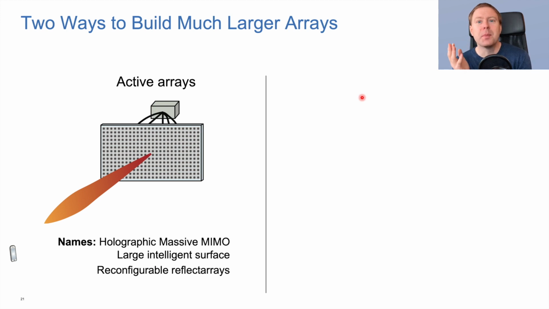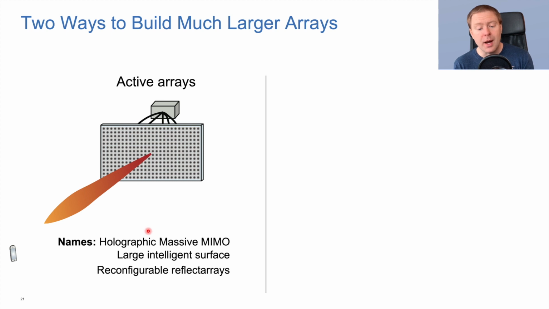And if we would like to build large arrays, there's really two different ways of doing that. One is to build active arrays. Big active arrays similar to a massive MIMO base station from today, but much larger. And even if massive MIMO was from the beginning considered to be a setup where we have many antennas, the antennas went to infinity in Marzetta's first paper. Since we now have products for massive MIMO where we have 64 antennas or so, when we are nowadays considering much larger arrays, we have decided to use new names for that technology.